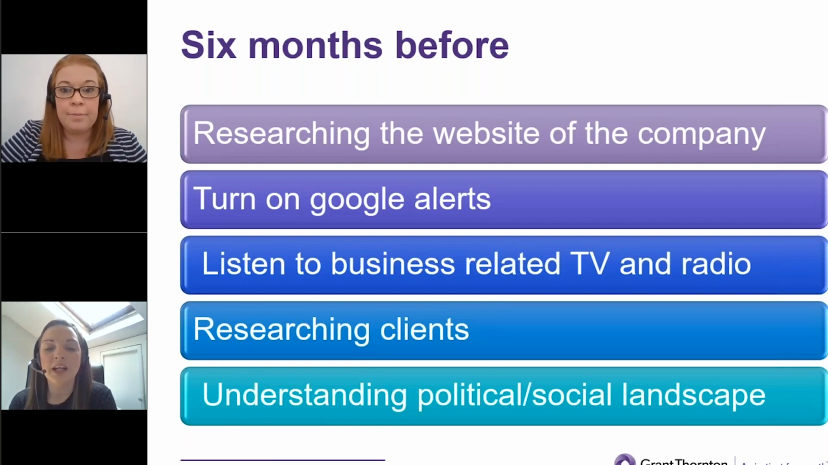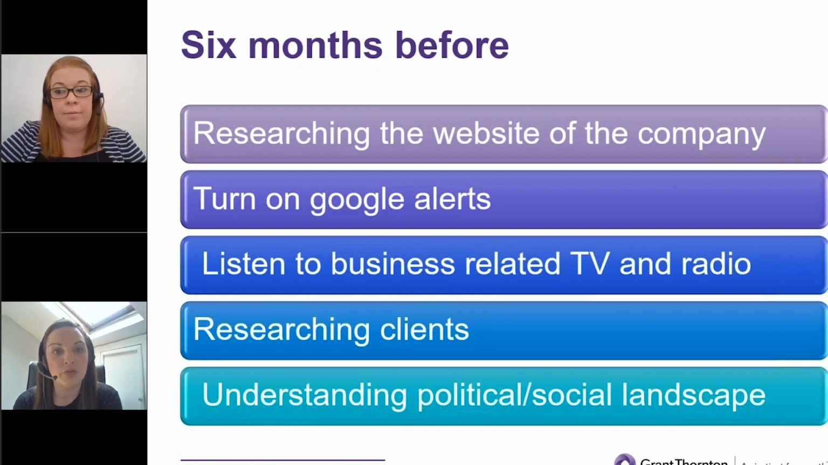Thanks, Louise. So as Louise mentioned, we're now going to go through what to do 6 months before. It is worth noting that most application processes for graduate and school leavers can take, I would say, between 4 and 6 months. Sometimes it might be a little bit less, sometimes a little bit longer, just depending on the organisation and the sector that you're applying to.